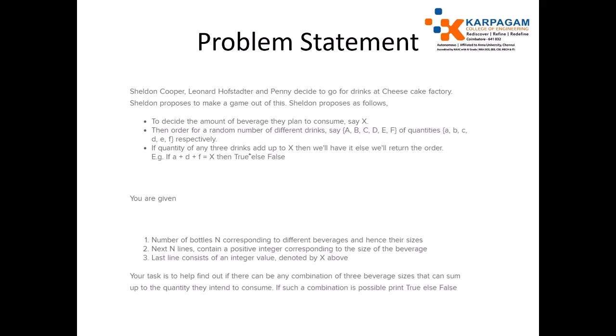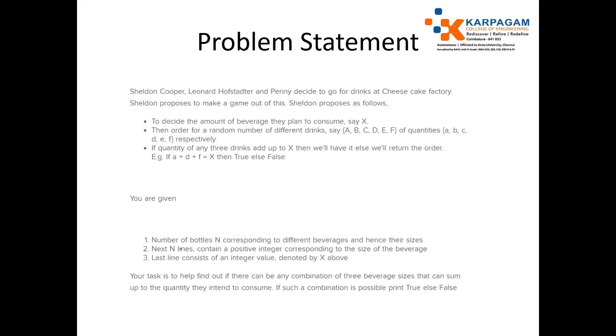If the quantities of any 3 drinks add up to X, then we will have it, else we will return the order. If the sum of 3 numbers is equal to X, just return true, otherwise return false. So there are n elements given as an input array. From that we need to select 3 values. Those 3 values should sum up to X. If it is possible, just return true, otherwise return false. That's all. This is an easy program.